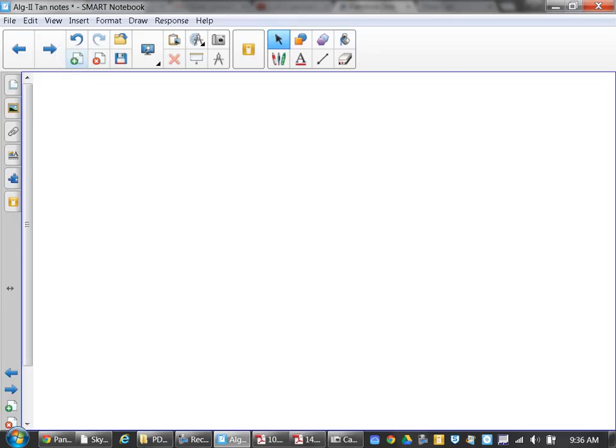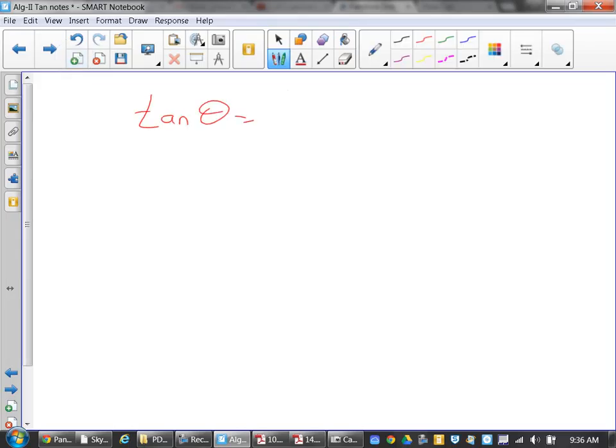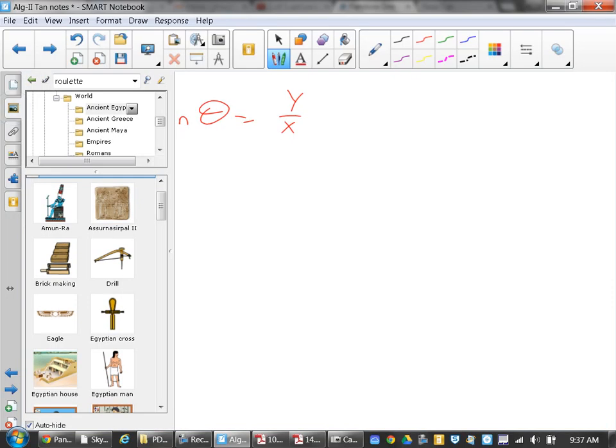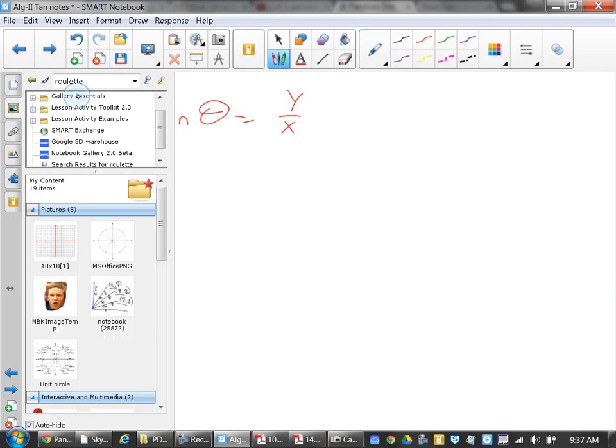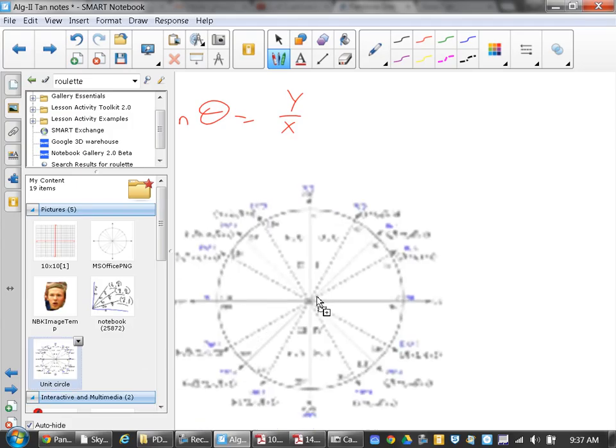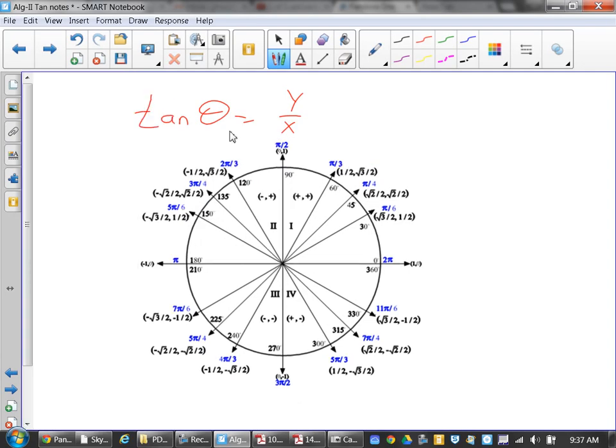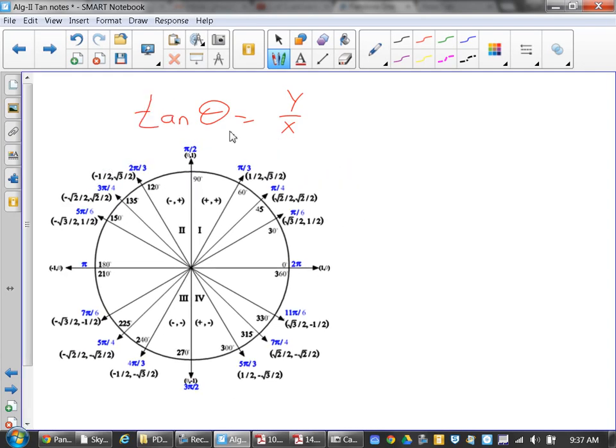To go over is, remember, tangent, when we did that on the unit circle, was y over x. Yeah, you can. Now, if you remember on your unit circles, when we start at 0 and we go to graph this, tangent at 0 would be 0 over 1, which is 0.